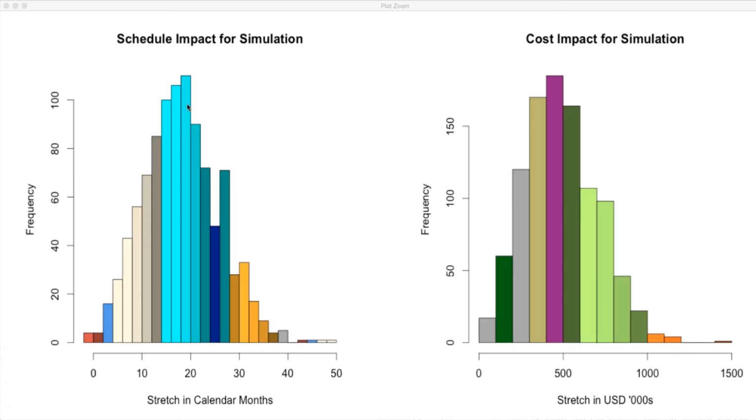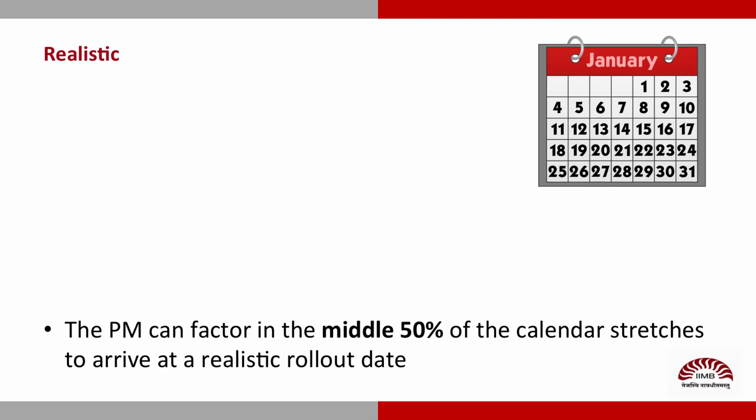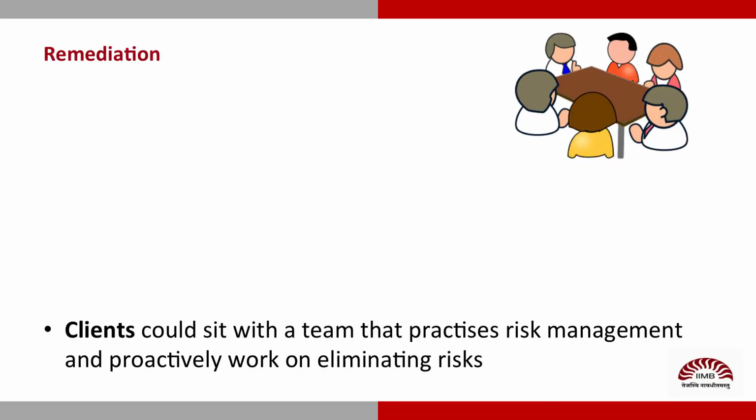Because risks have uncertainty, it's prudent to talk about their impact on a project in probabilistic terms. For example, it's more likely that the project will stretch by 20 calendar months rather than by 40 calendar months. A project manager can arrive at a much more realistic estimate of the rollout date if she factors in the middle 50% of these stretches. If the client team knows how these risks impact the project, then they could sit across from the team that's implementing the project and proactively work on eliminating some of the risks.